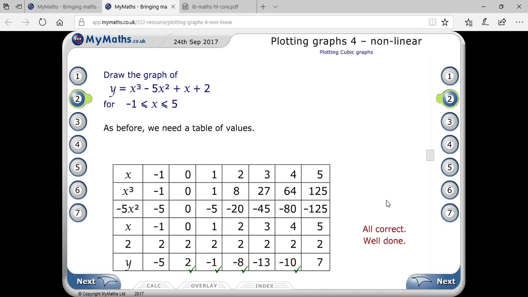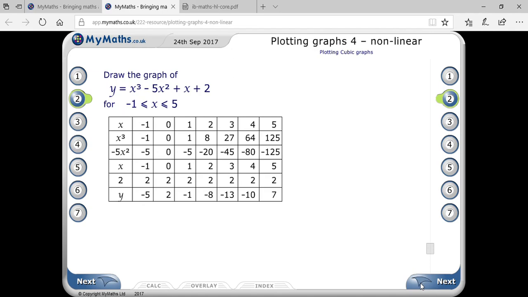So let's mark it. Yes, that's all correct. So in that way, now you are getting your ordered pairs with respect to this cubic graph: (-1, -5), (0, 2), (1, -1), (2, -8), (3, -13), (4, -10), (5, 7). As I explained, fundamentally you have to understand which values of x you are plugging in. When you get the value of y, then x comma y will be your ordered pair that you have to mention on the graph.